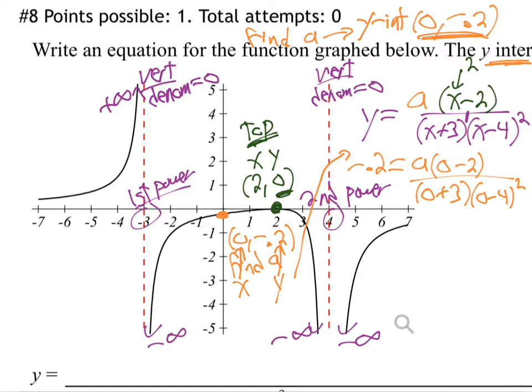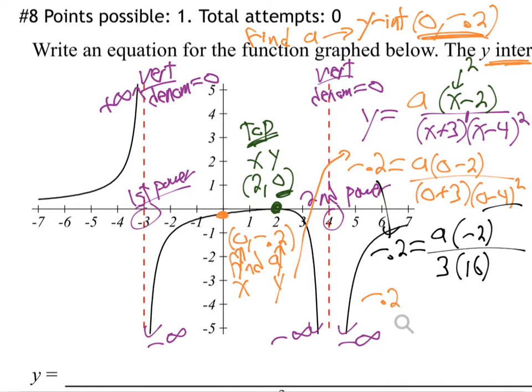Okay, so what do we got here? Bring this down. Negative 0.2 equals A times negative 2 over 3 times 16, because negative 4 squared is 16. And so that's negative 0.2. 2 goes into 16 8 times, so that's A times negative 1 over 24, just like the last problem.